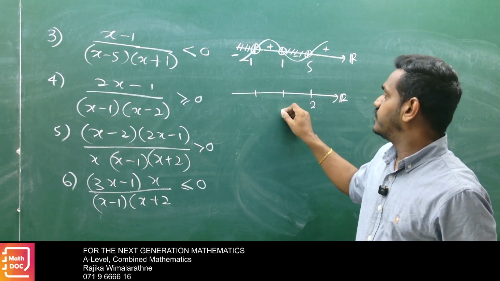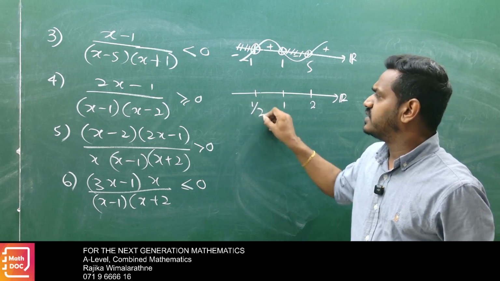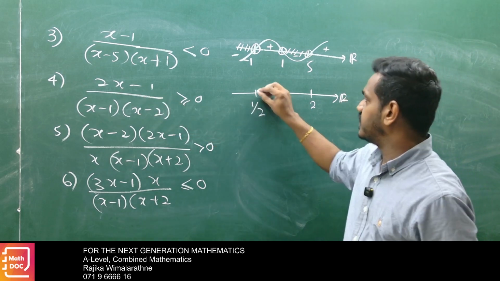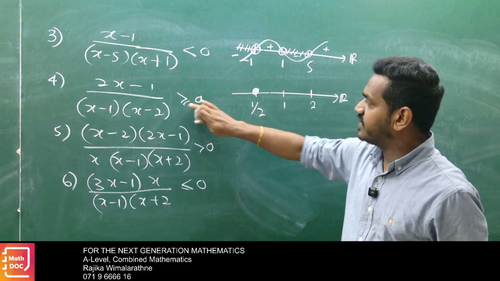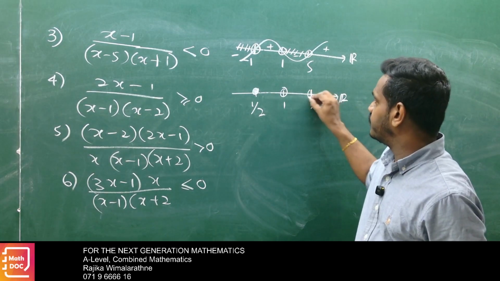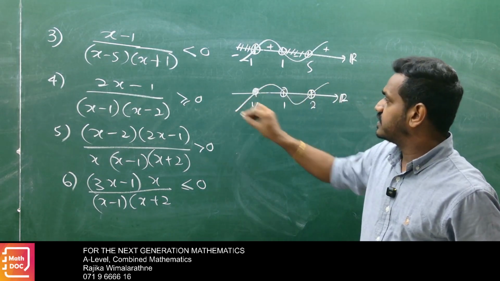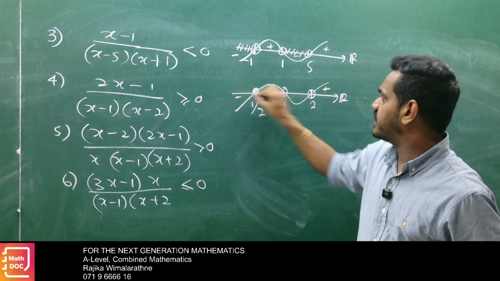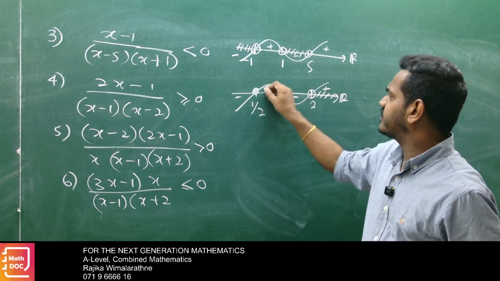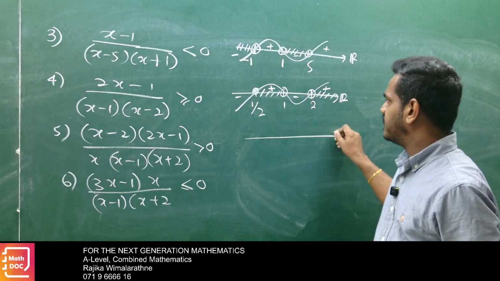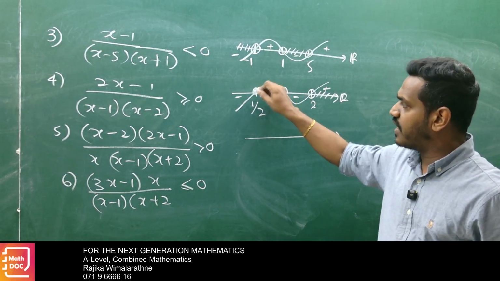Then 2, 1, half. So equality for half only. We have equality here. No? Remove denominator zeros. Then positive, positive, negative, negative. Then final right answer here, equality only for half.